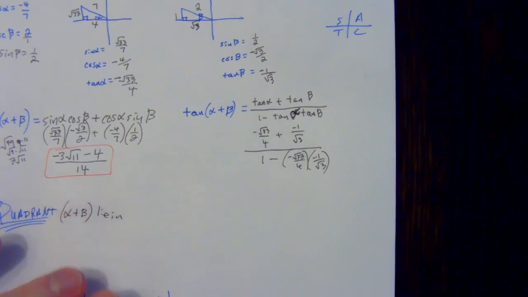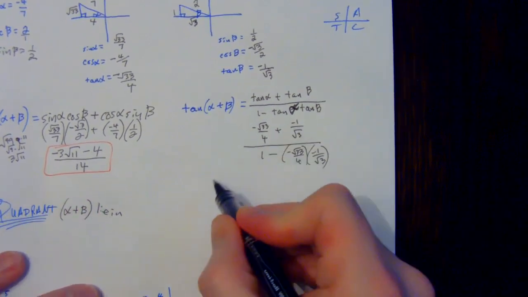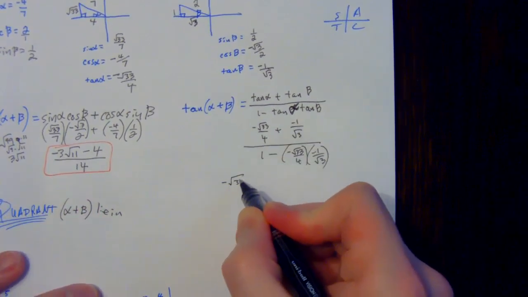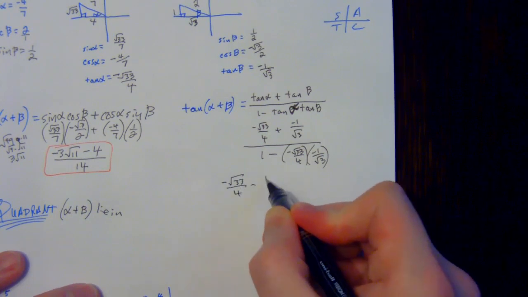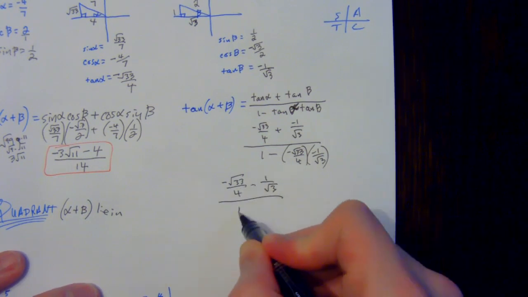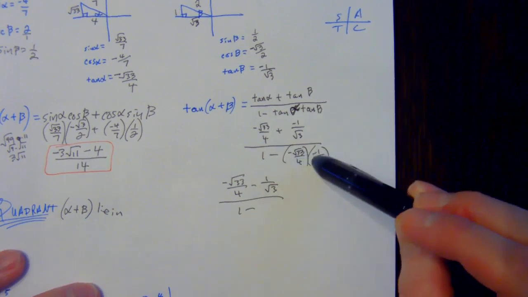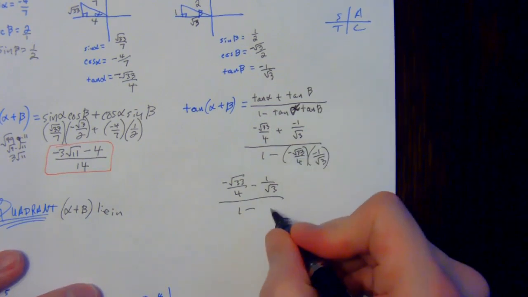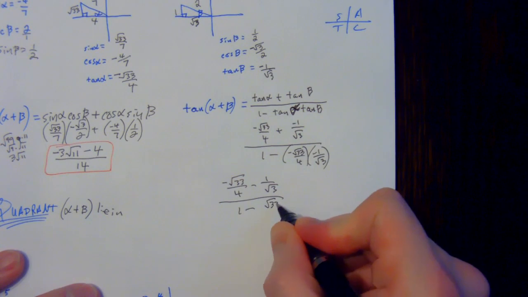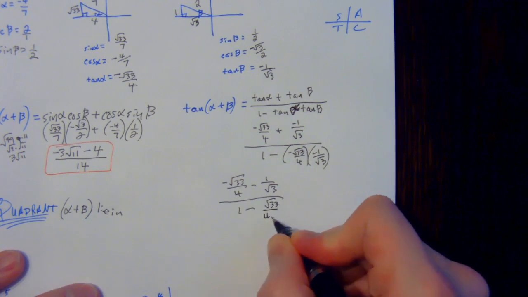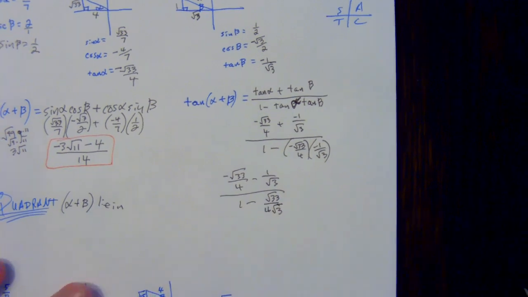So I'm going to simplify this a little bit. If you have plus a negative, that's the same thing as just minusing it. So I'm going to minus 1 over radical 3. And on the bottom, you have 1 minus. So since I have a negative times a negative, that'll just make that thing positive. So I have a positive radical 33 over this 4 radical 3.